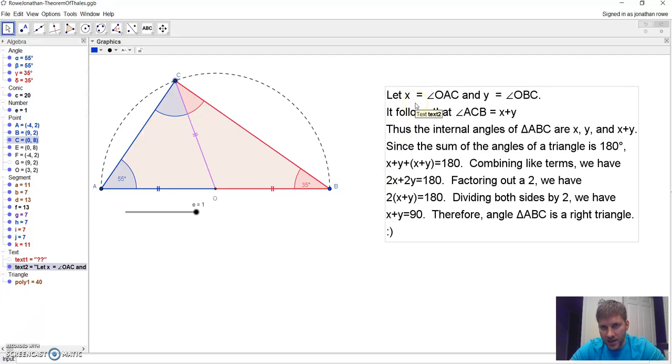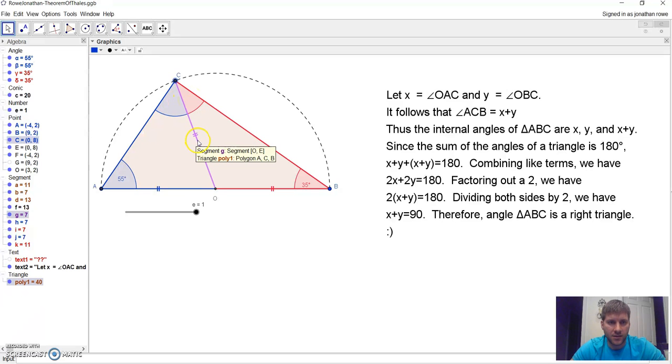Here's just the basic analytical geometry proof, just using some basic geometry and algebra. So let's let x equal angle OAC. So x equals this angle. So we're just going to generalize this angle. It's not a constant value. It's any general value we're going to call x. And let y equal angle OBC. So here's y. So if that's the case, then it would follow that angle ACB, this angle up here, is the sum of x and y.